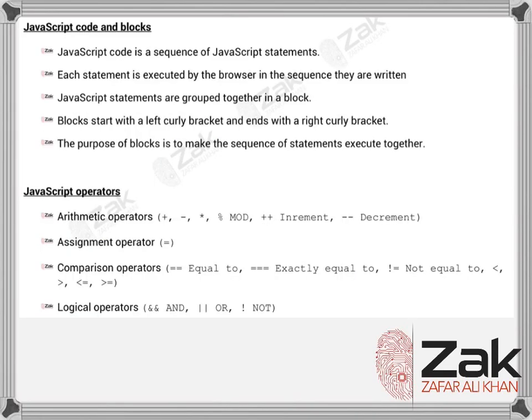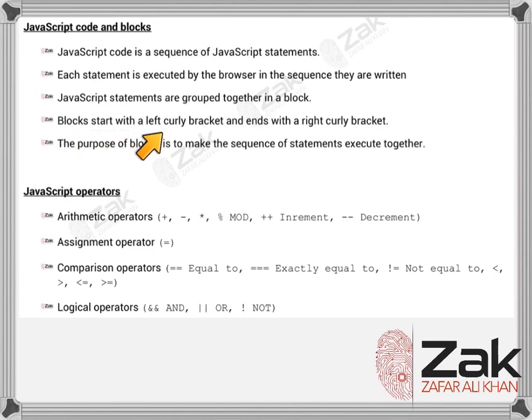Now let's study a few of the statements and commands from JavaScript. JavaScript code is a sequence of JavaScript statements, understood? Each statement is executed by the browser in the sequence they are written, understood? JavaScript statements are grouped together in blocks. The block over here is the construct, as it was in Visual Basic, from if to end if, from while to end while, and from repeat to until. These are called code blocks.